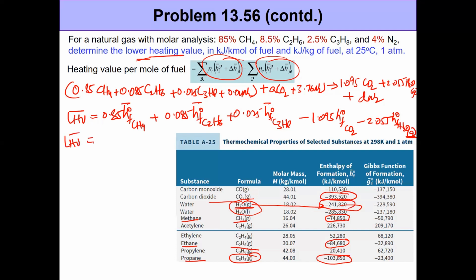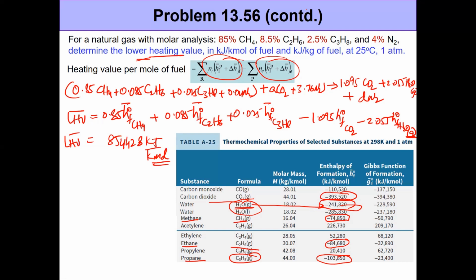Now you just have to plug in the numbers in there. And when you do so, the lower heating value comes out to be 854,428 kilojoule per kilomole. So this part was rather easy once you had the balanced chemical reaction.